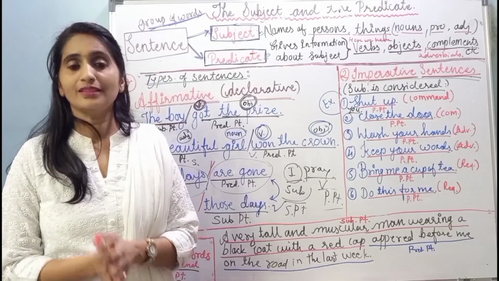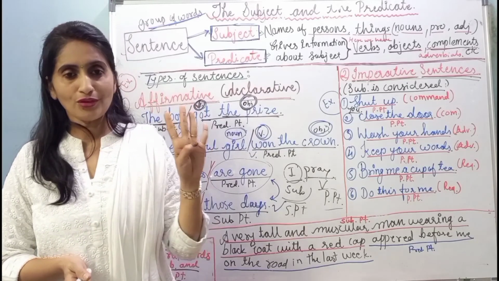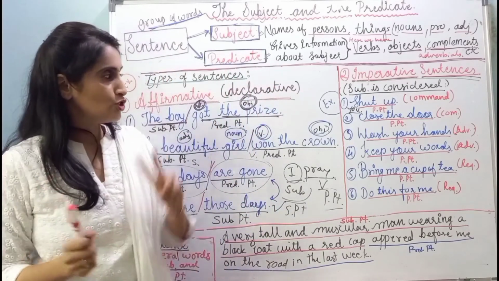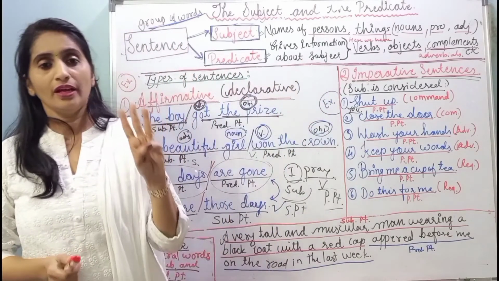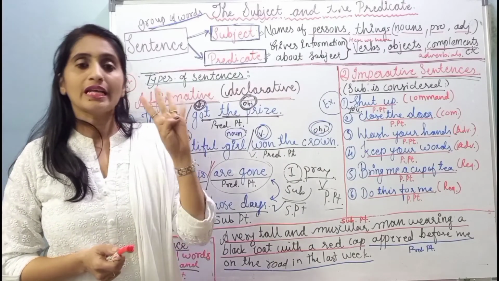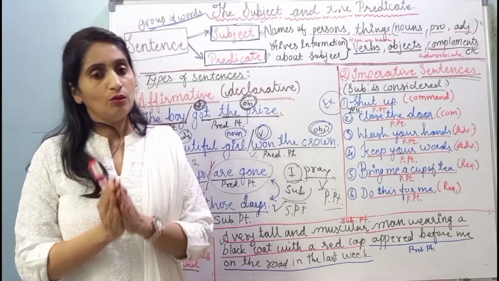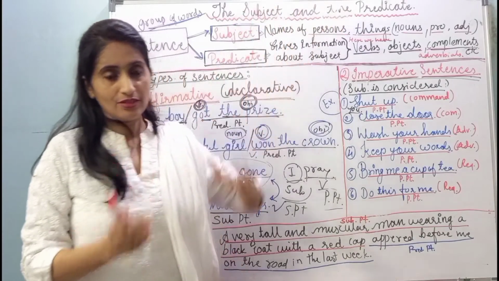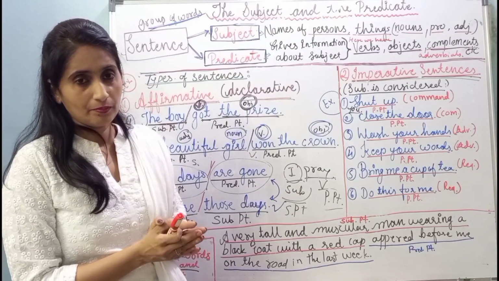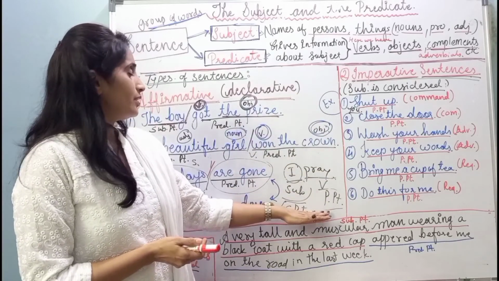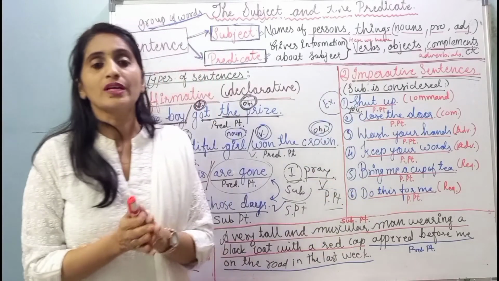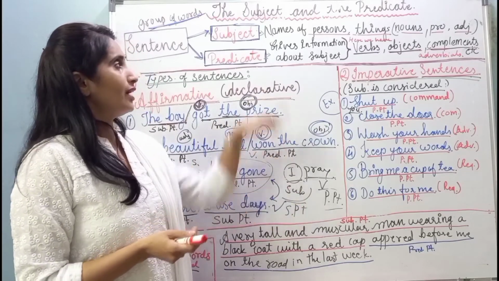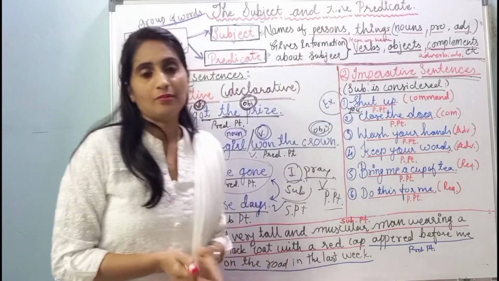Fine. Now let us see the types of sentences. You know that there are four types of sentences. Number one, affirmative or declarative sentences. Number two, imperative sentences. Number three, interrogative sentences. And number four, exclamatory sentences. We are going to study the identification of the subject part and the predicate part in the sentences according to their types. Here I have written some declarative and some imperative sentences. Now we have to study these sentences and identify the subject and the predicate part in them.